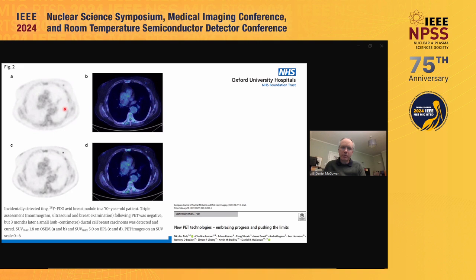And this particular patient, after the PET scan, we sent for a triple assessment: mammography, ultrasound, and breast examination. All three were negative. So the patient carried on, and then three months later, this lesion had become a small sub-centimeter ductal cell breast carcinoma, and it was subsequently cured. So obviously the patient had a good result from this. But actually, at this point, we had detected it early.